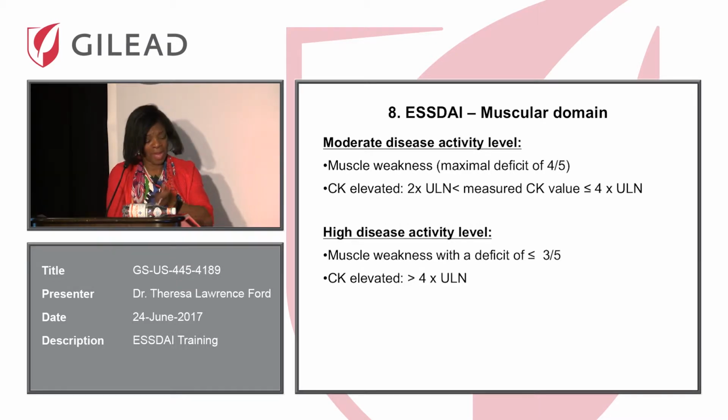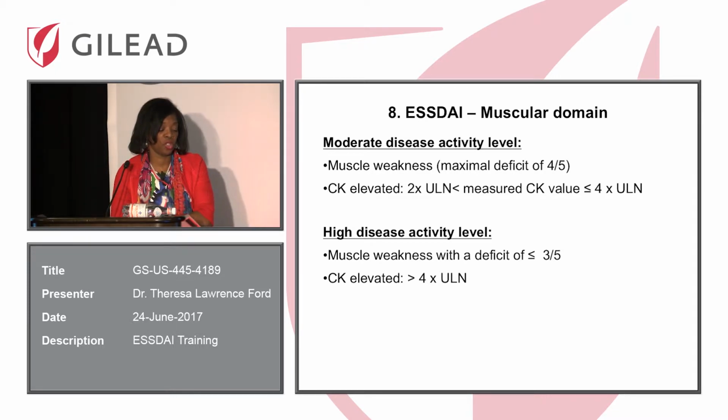Moderate then is a maximum deficit of 4/5 with weakness, and CKs between 2 times upper limit of normal and less than 4. High disease activity is a deficit of 3/5 or less with CK elevations of greater than 4 times upper limits of normal.